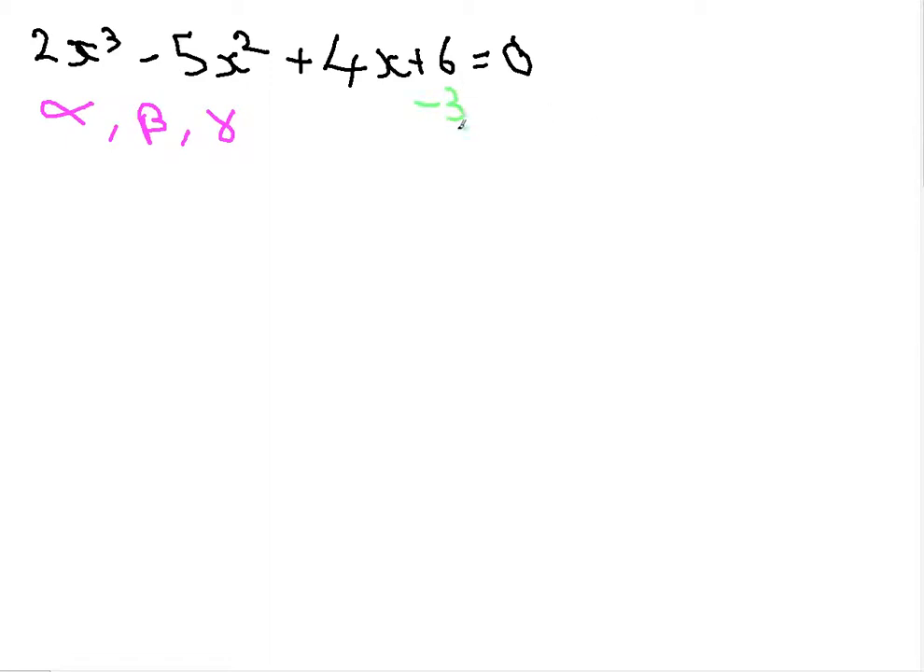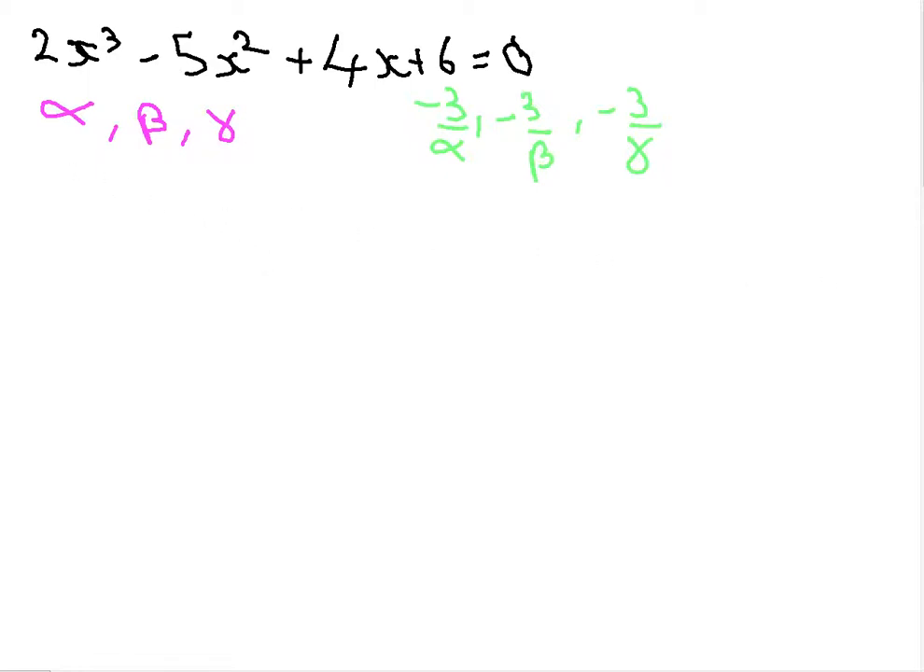And we might be told, for example, find the new equation with roots minus 3 over alpha, minus 3 over beta, minus 3 over gamma. Okay, that looks pretty daunting. Somehow we've got to modify this equation here so that instead of having this as roots, it has that as roots. Well, the way to find the solution is very, very simple.